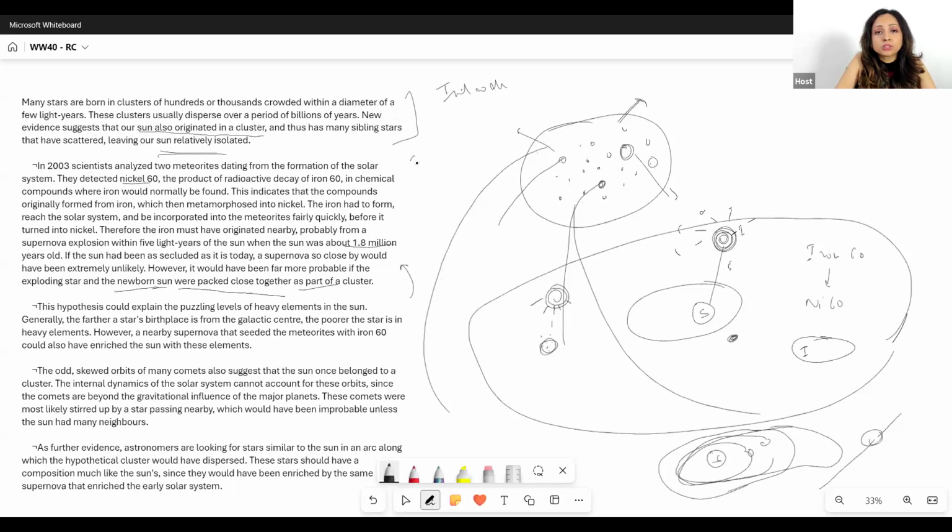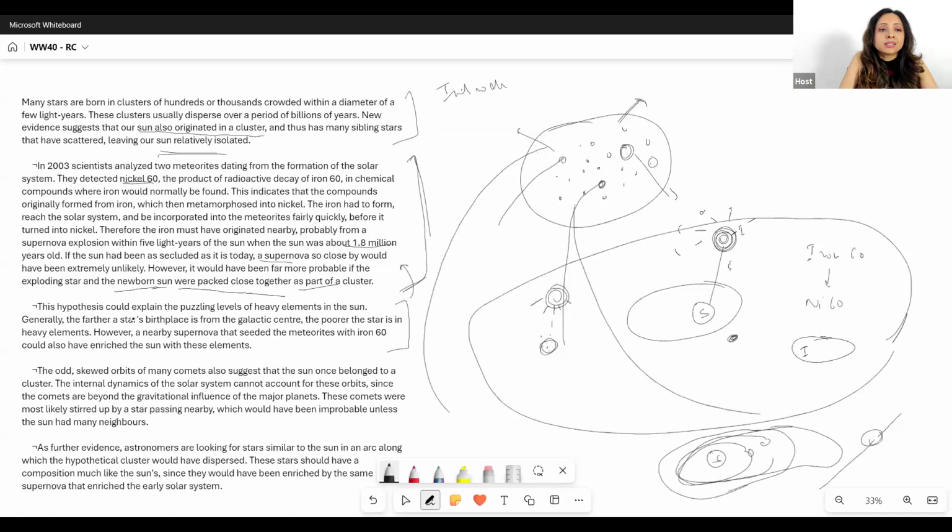Then he's talking about the two meteorites, that the two meteorites were found with nickel, which then makes it likely that the iron was obtained from a supernova, which makes it likely that the sun was born in a cluster, because lots of stars should be around for a supernova to occur. Otherwise, it's very, very rare that the only one star that is close to you erupts in a supernova, right? It must be quite a rare event. So this supports that the sun originated in a cluster by talking about the two meteorites.